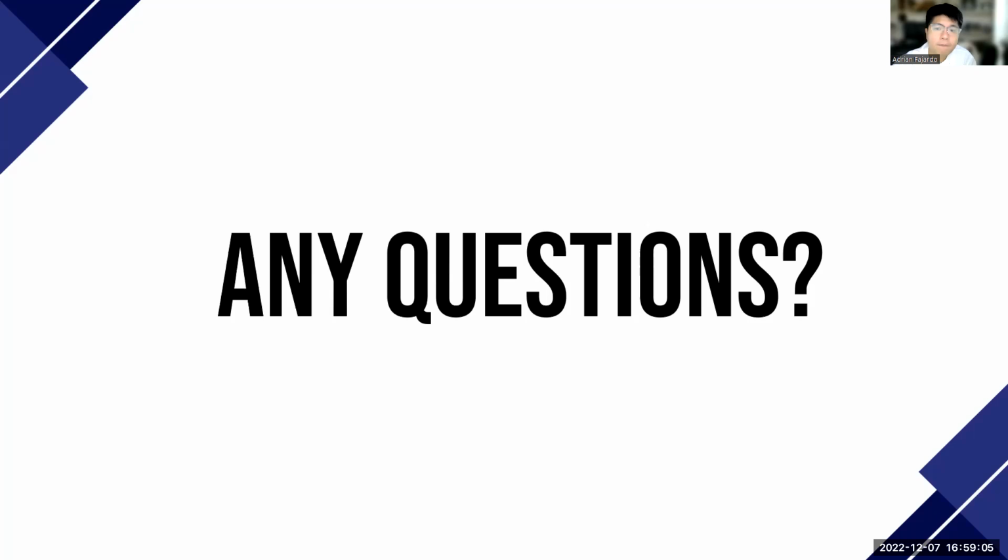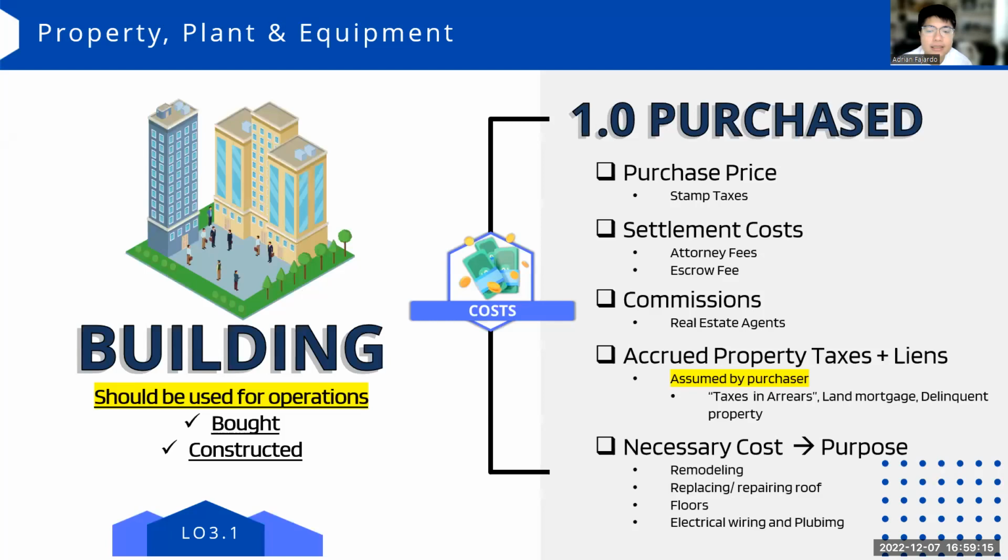Okay. So we're clear now with land. We're clear now with land improvements. Now, let's go to buildings, right? Buildings should also be used for operations. Now, the complication with buildings is that either you purchase it or you construct it, right?